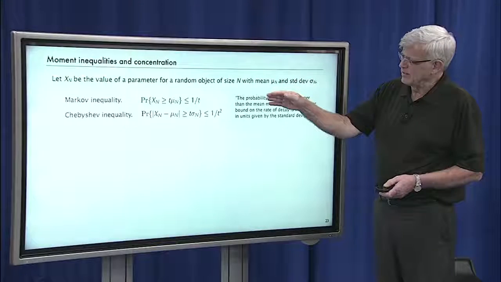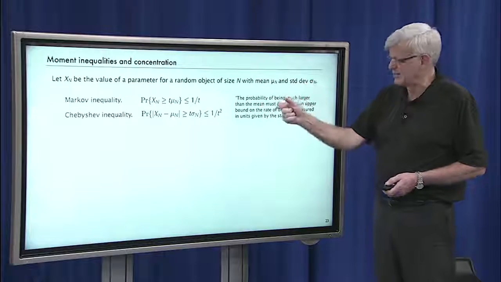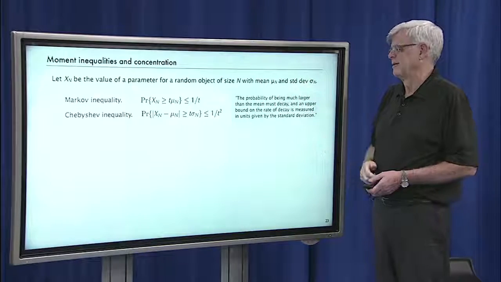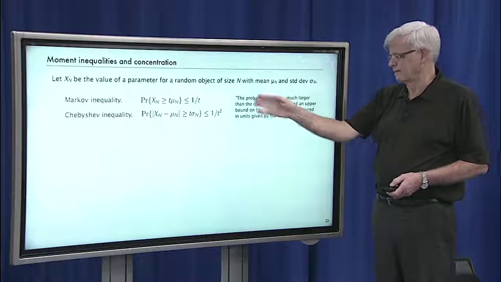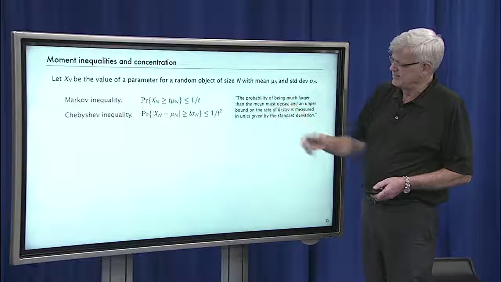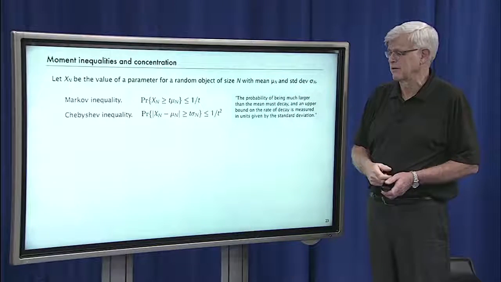So the inequality says you're not going to be too many standard deviations away from the mean. The Chebyshev inequality says that the probability that you're t standard deviations away from the mean is less than 1 over t squared.